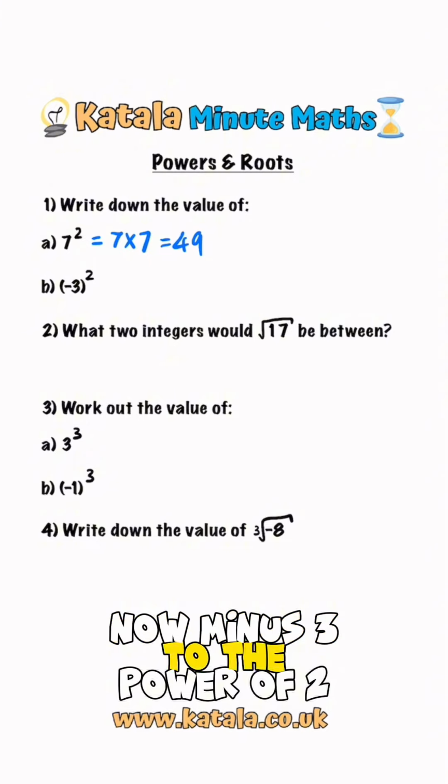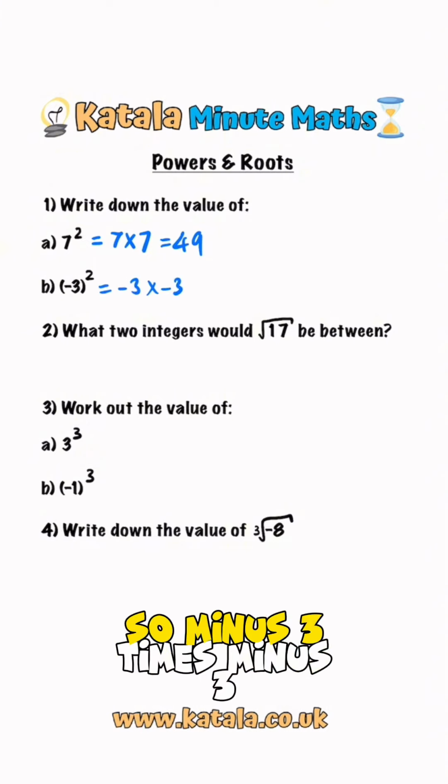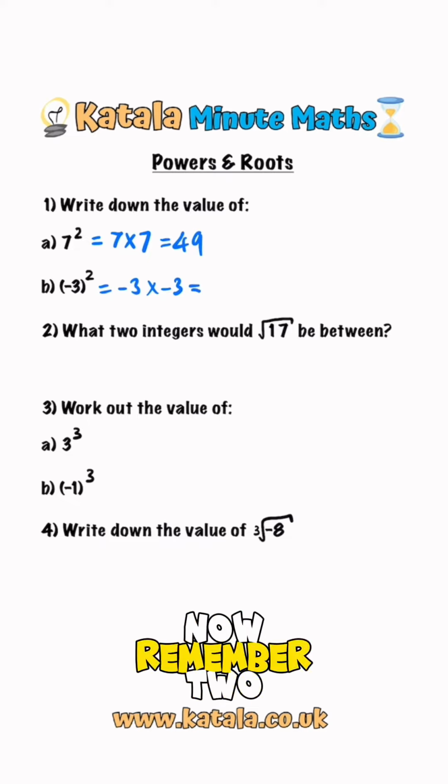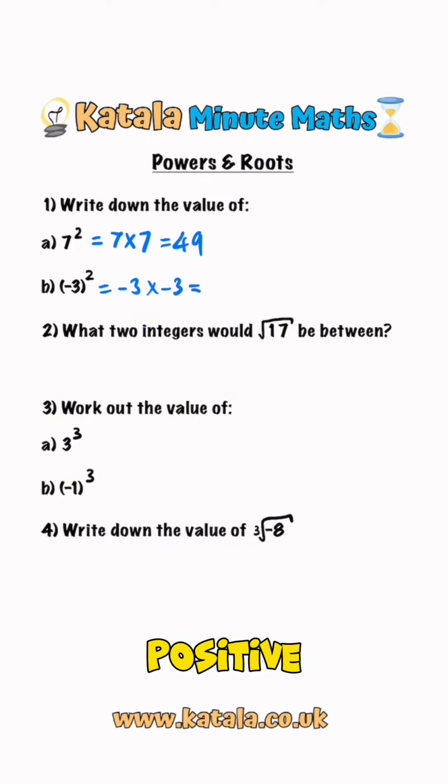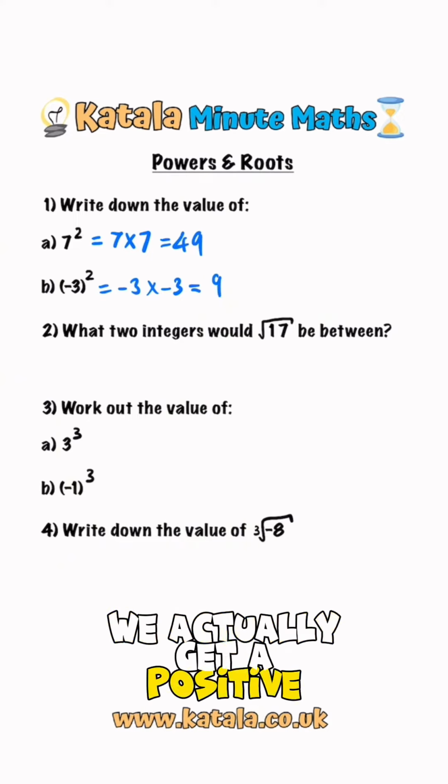Now minus 3 to the power of 2, or minus 3 squared then, would be minus 3 times by itself, so minus 3 times minus 3. Now remember, two negatives times together to make a positive, so this actually becomes positive 9. That's a really important point there. When we square a negative number, we actually get a positive.